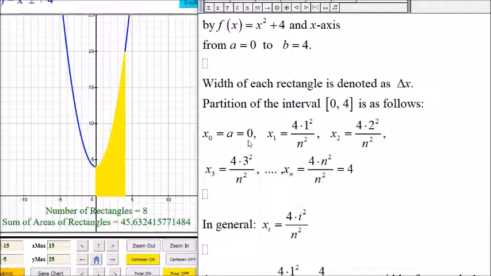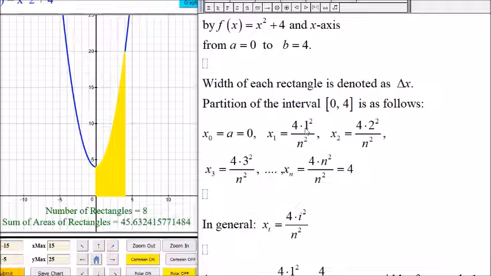x of 0 will be 0, x of 1 will be 4 times 1 squared divided by n squared, where n is the number of rectangles. And then x of 2 will be 4 times 2 squared divided by n squared. And then x of 3, 4 times 3 squared divided by n squared. And then x of n will be 4 times n squared divided by n squared, which is 4. And so the first must be 0 and the last must be 4.